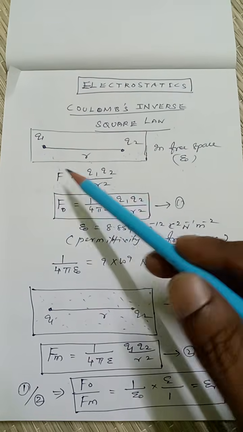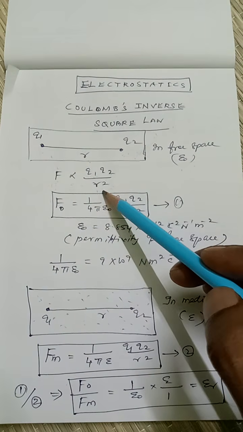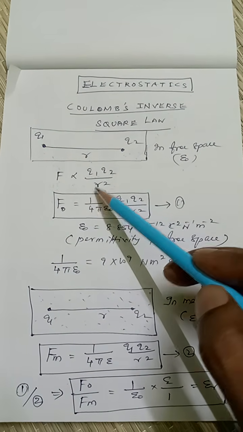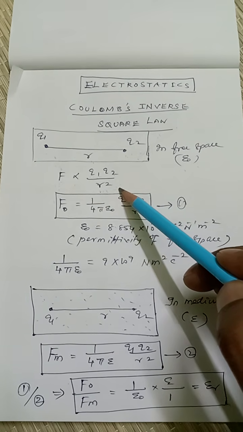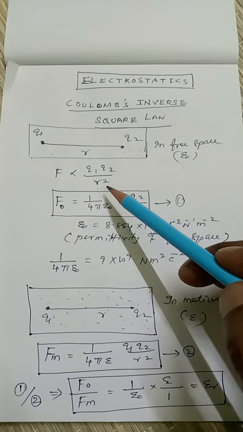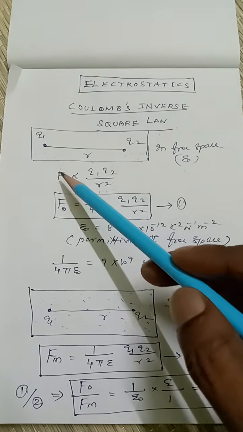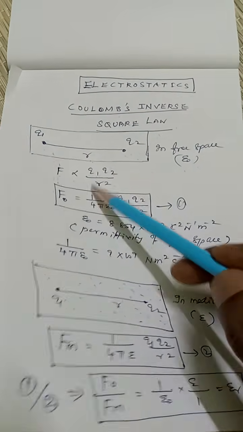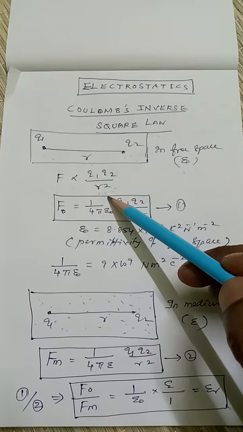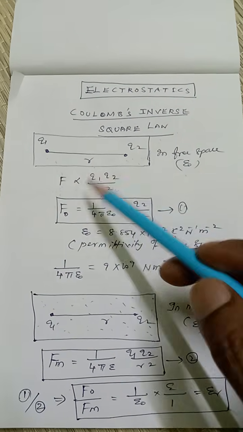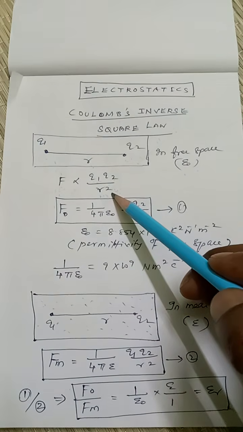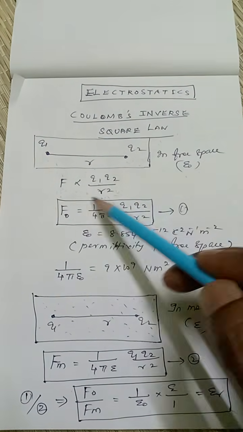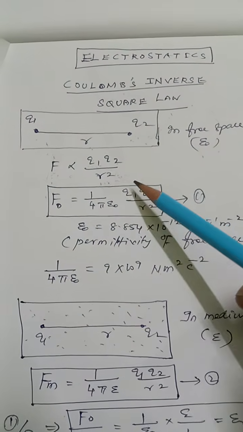decreases 4 times, because if you put 2r instead of r, 2r whole square, you will get 4r square. Which means when the distance increases 2 times, the force decreases 4 times, that is 2 square. If the distance increases 4 times, then the force decreases 16 times, that is 4 square, 16. This is the meaning of this law.